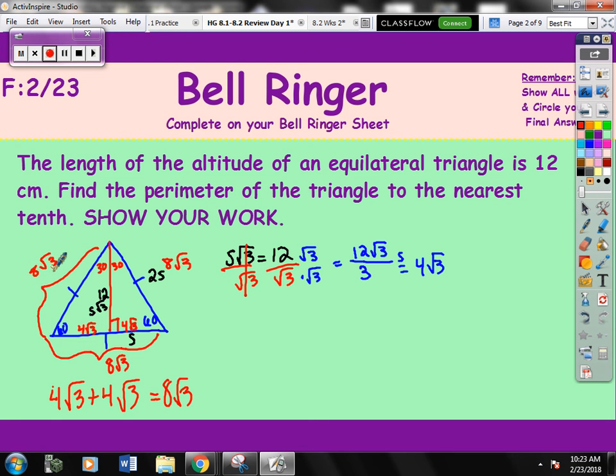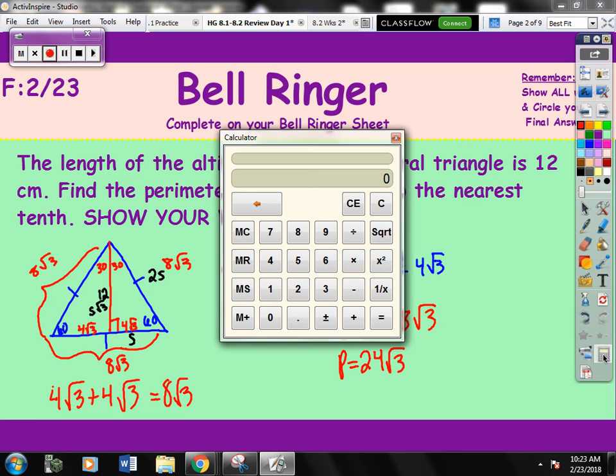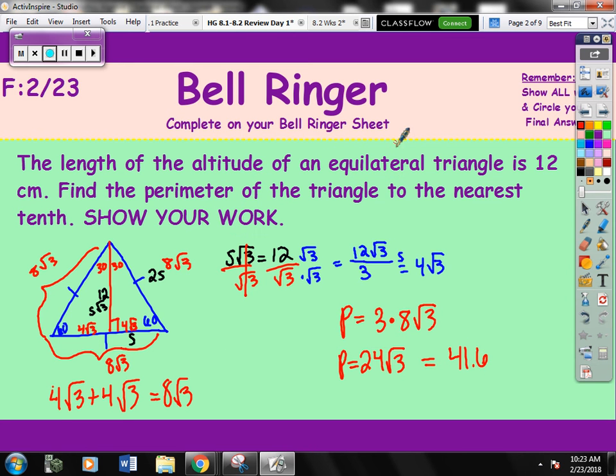So to find the perimeter, we either need to add 8 root 3 plus 8 root 3 plus 8 root 3, or since it's an equilateral triangle, you could just take 3 times 8 root 3. And that will get me 24 root 3. Now, since it did say round to the nearest tenth, you would not want to round until you got to this point. So the square root of 3 times 24, and we do get 41.56, which will be 41.6 centimeters.